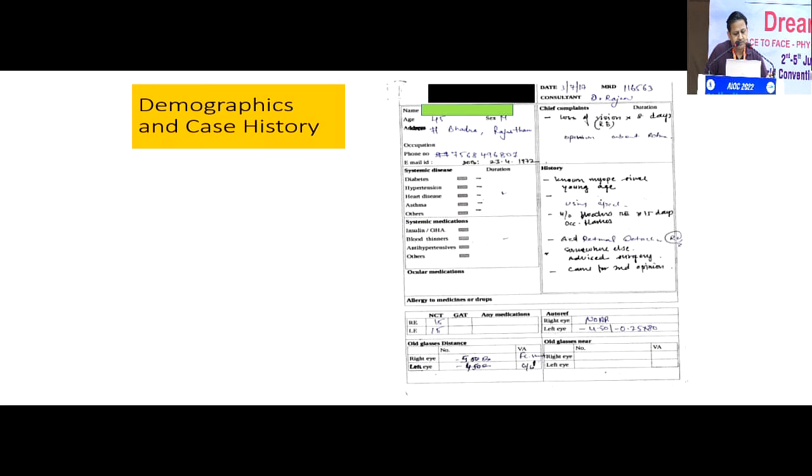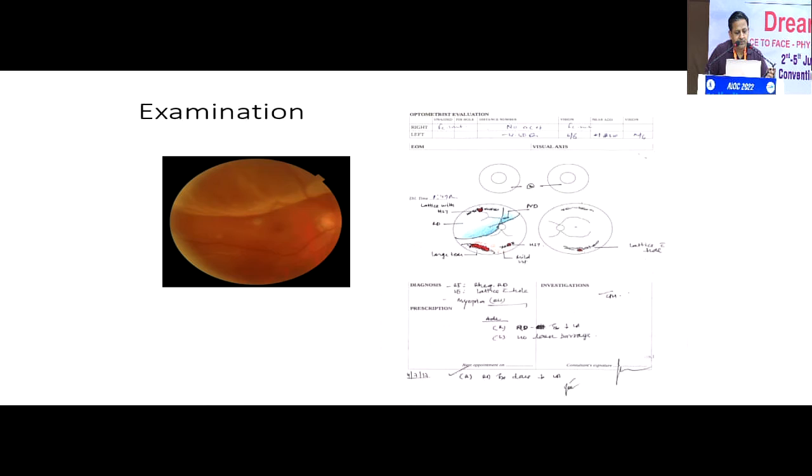So this is the first case sheet, the demographics and the case history you keep. And then a brief drawing. When you are in the OPD, you don't have time to make a full detailed drawing. Just make a small drawing like this, right? Just draw some vessels. Or even if you don't draw the vessels, just roughly estimate: okay, this is the area of the detachment, and here this small hemorrhage is there, or this is the lattice with the horseshoe tear.